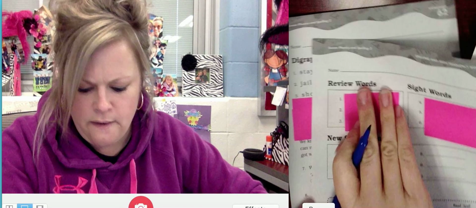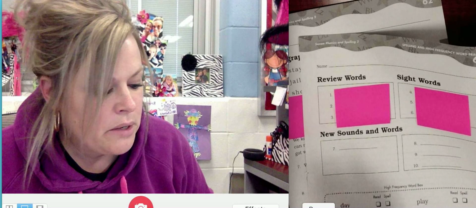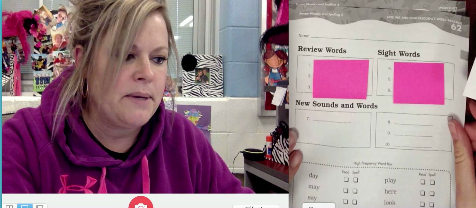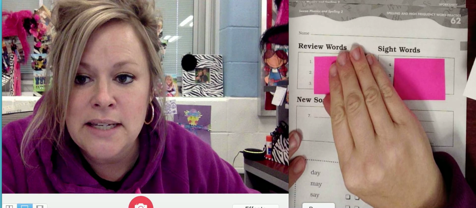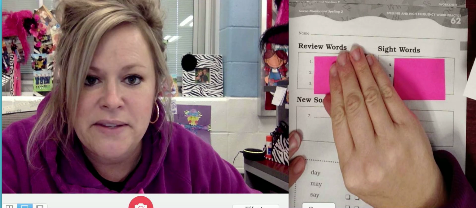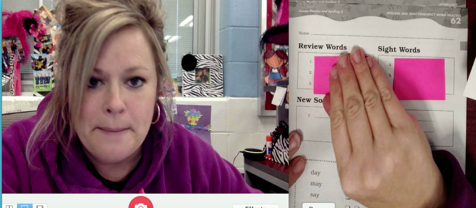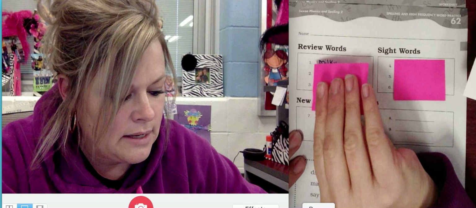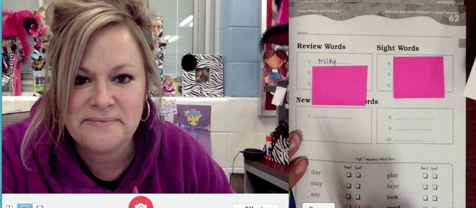All right, let's do some review words, okay? Let's take a look at number 1. Repeat after me. Milky. Repeat. Good. Milk ends in a K in the final position after a consonant, and the E sound in the final position of a two-syllable word is represented by a Y. Milky. Go ahead and write it, and then check with me.